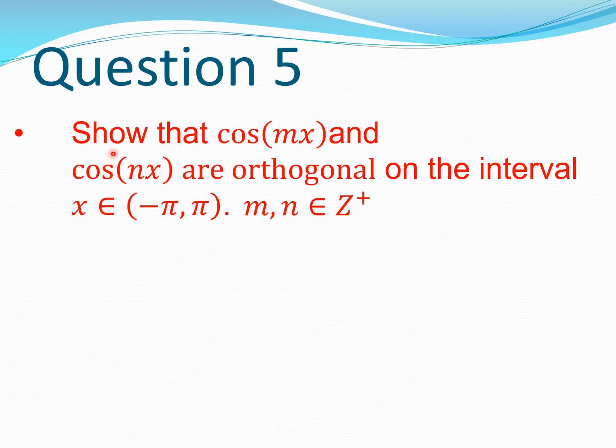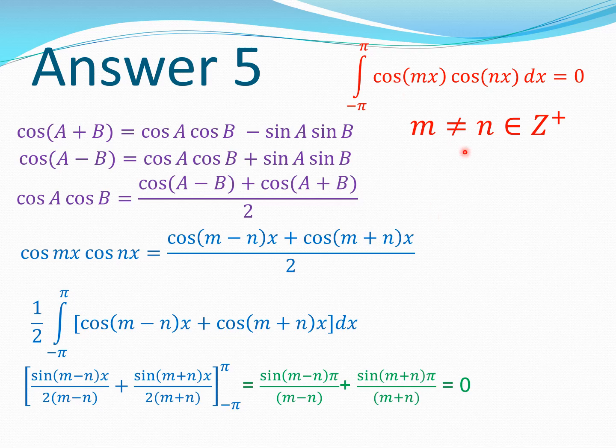So here the question is: show that cos mx and cos nx are orthogonal on the interval x is minus pi to pi, and also m and n are integers here. Now, of course, we have seen that vectors can be orthogonal when their dot products are 0. And again, functions are orthogonal if when we integrate them on the interval specified, that is minus pi to pi, that should be 0 when m is not equal to n. So that's the condition for orthogonality.